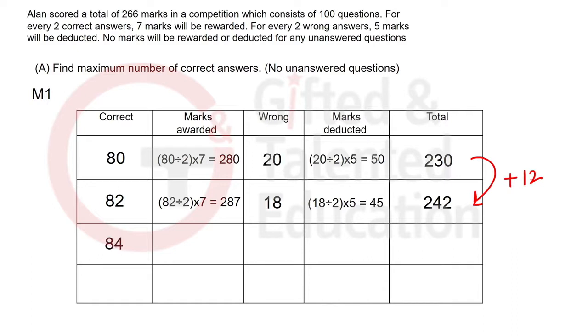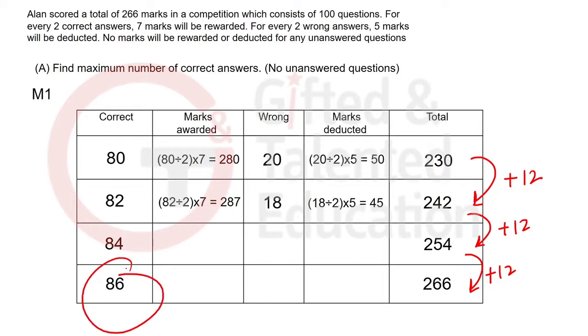So if we increase the number of correct answers to 84, based on our prediction, the total score must have also increased by 12, giving us 254. If we further increase our correct answers by another 2, giving us 86, based on our prediction again, the total score must have increased by another 12, giving us 266 as indicated in the question. Hence, the maximum number of questions answered correctly would be 86, and the answer for Part A is 86.